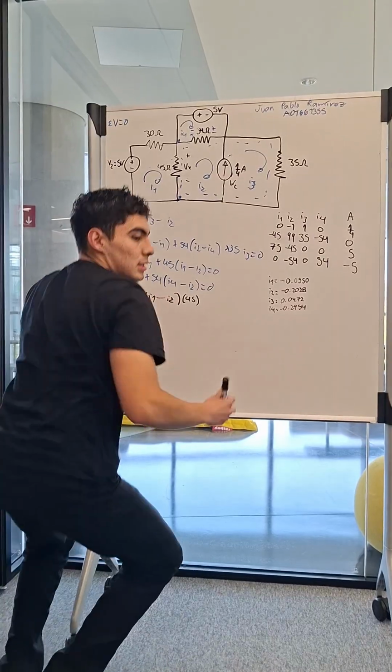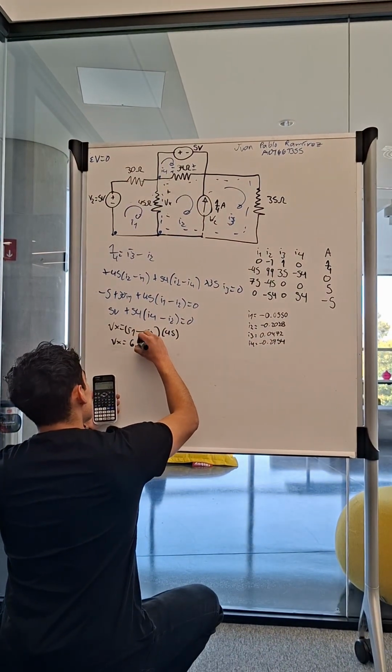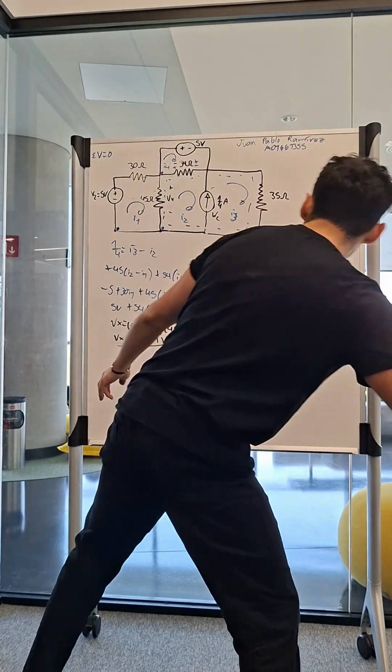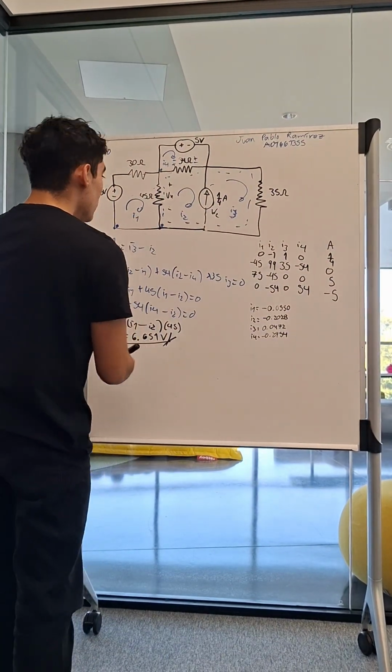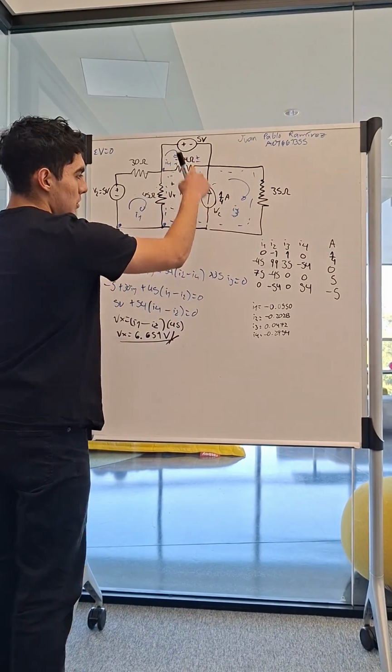So we get that this Vx is equal to 6.651 volts, and with that we know that, okay? So we have the value of Vx. Now we need to calculate the value of Vc, of this current source.